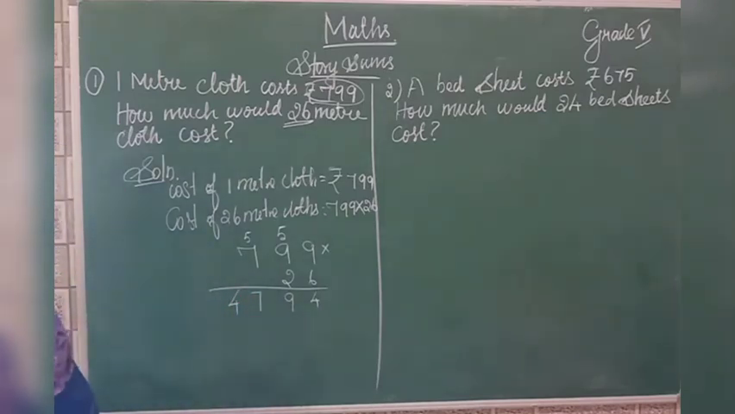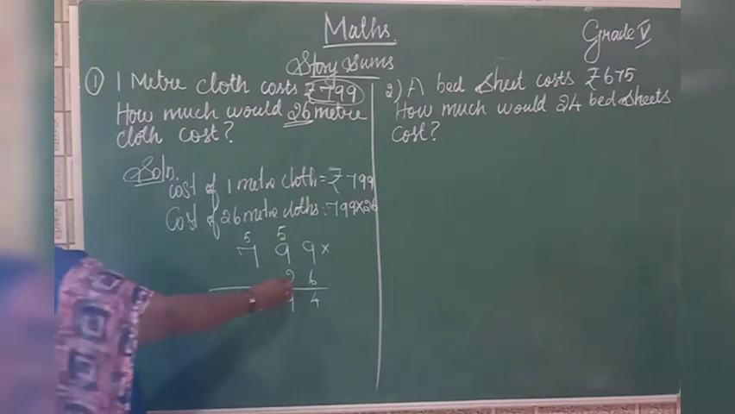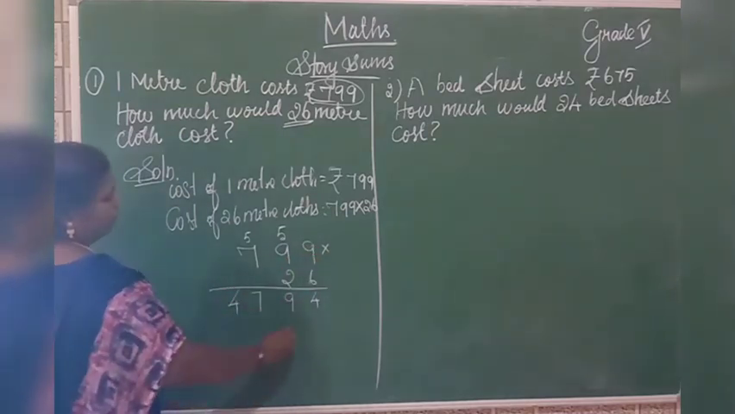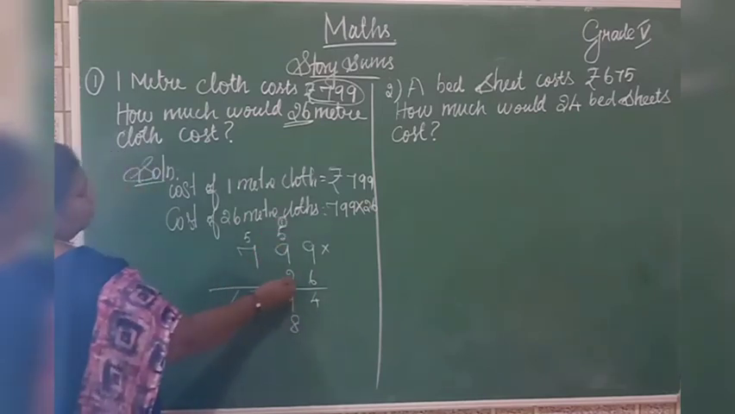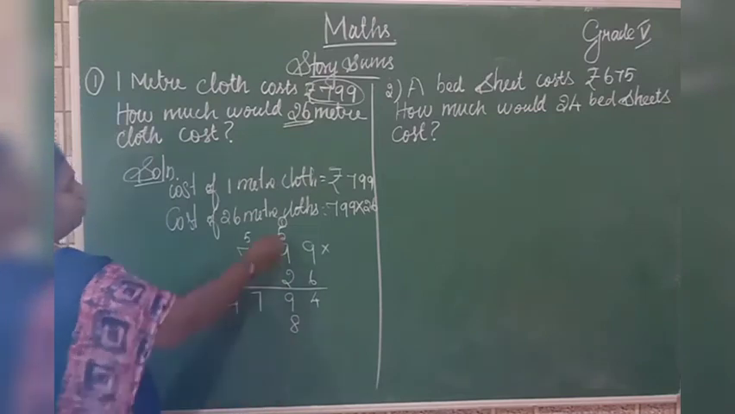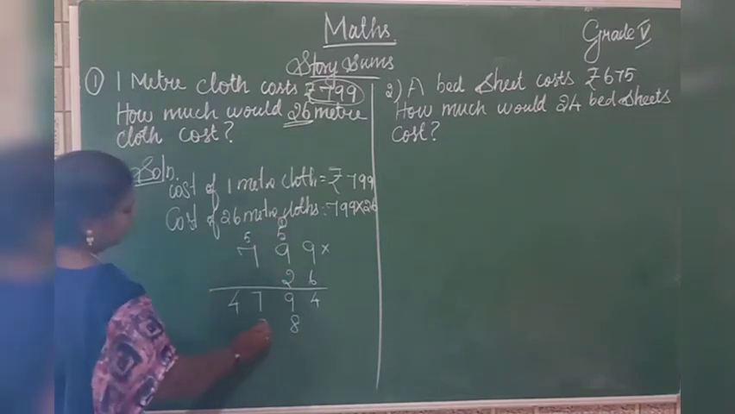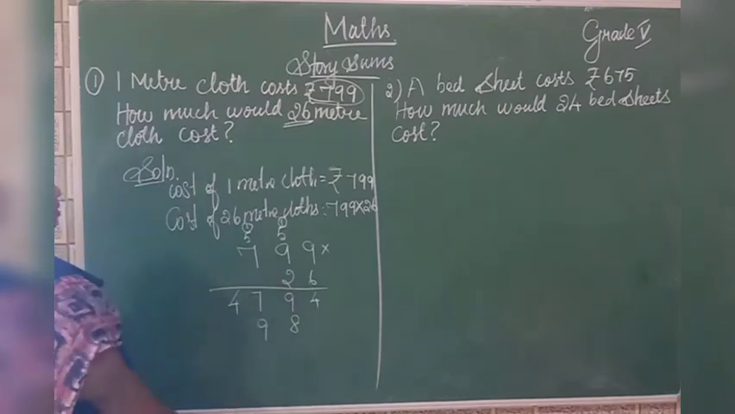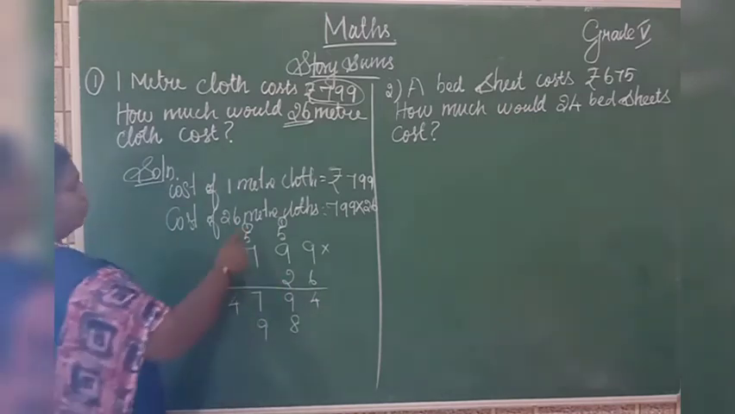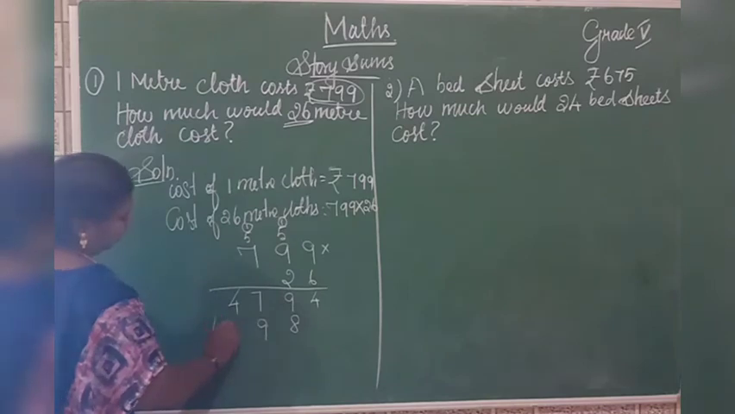Yes, next we are going to use which table? Second table, isn't it? Yes, 2 times 9 are 18. So 8, 1 carry. Then 2 times again 9 are 18 plus 1, 19. That means 9, 1 is here. Then again 2 times 7 are how much? 14. 14 plus 1, 15.